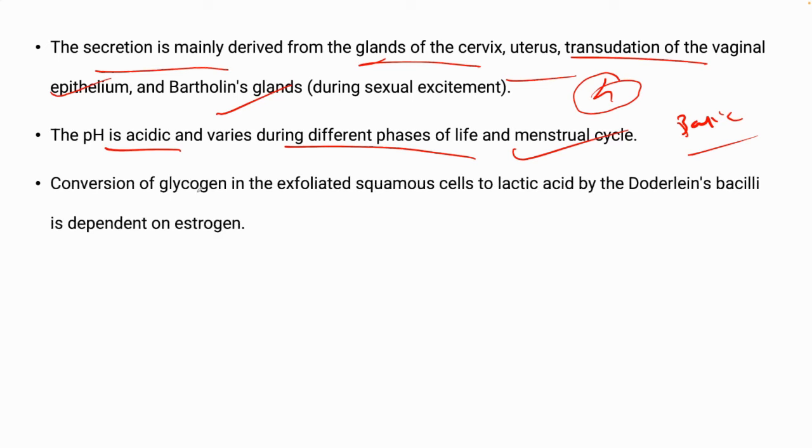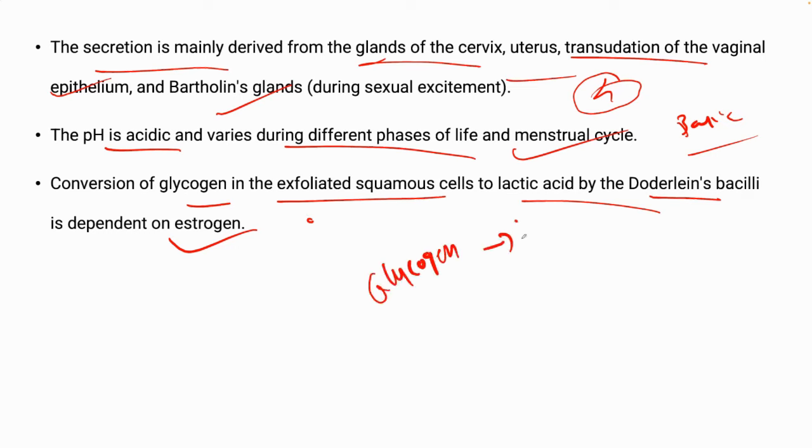And the conversion of glycogen in the exfoliated squamous epithelium to lactic acid by the Doderlein bacilli is dependent on estrogen. So it is based on the hormonal, because we have seen that somewhere the Doderlein bacilli were present and somewhere they were absent. Their presence is dependent on estrogen, and their function is to convert the glycogen present in the vaginal mucosa into lactic acid. So the vaginal pH is maintained towards the more acidic side. Clear?